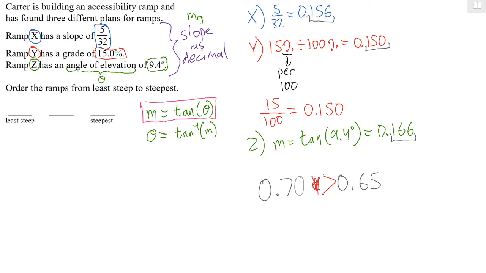So in this case, here we go. Y, our grade, is the least steep at 0.150. The next steepest is 0.156, which is ramp X, our fraction, and our steepest of all is the angle of elevation, 9.4 degrees.